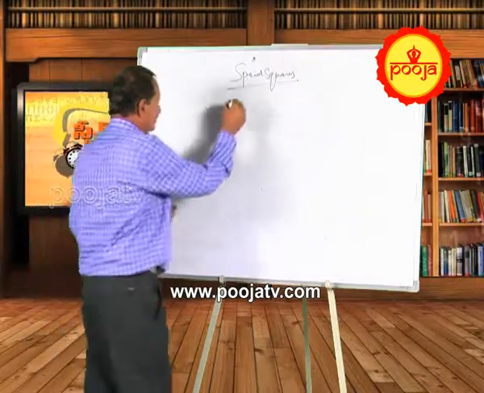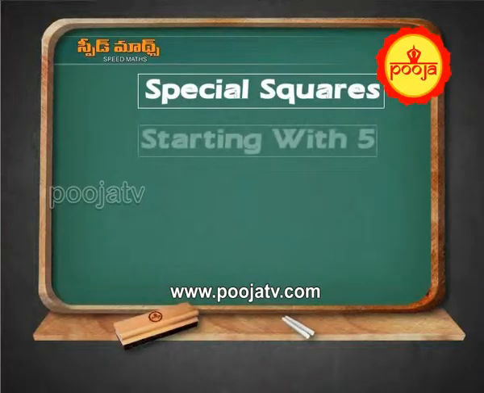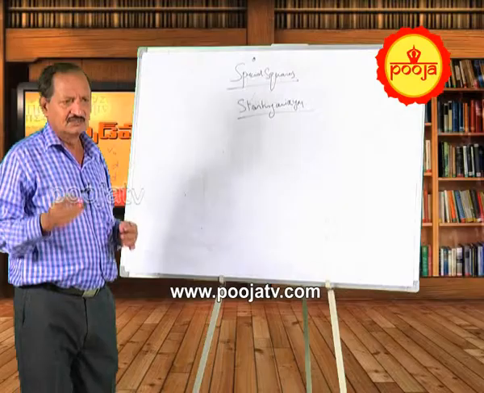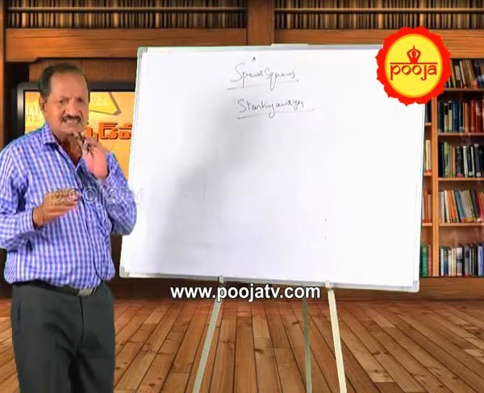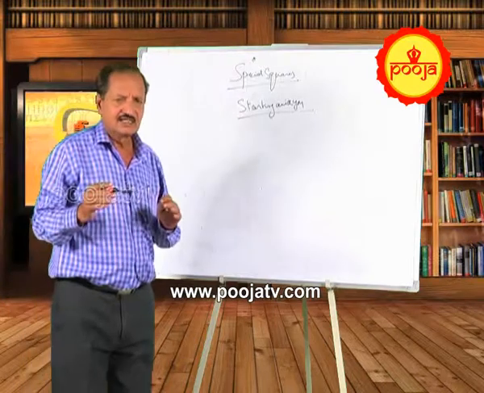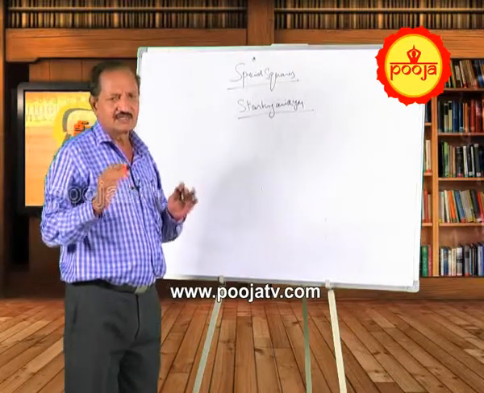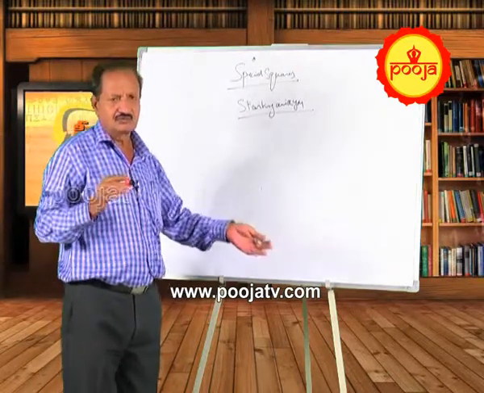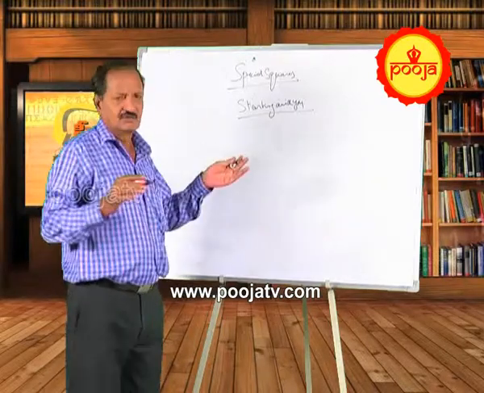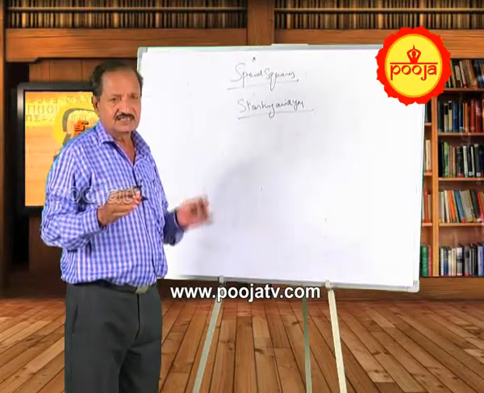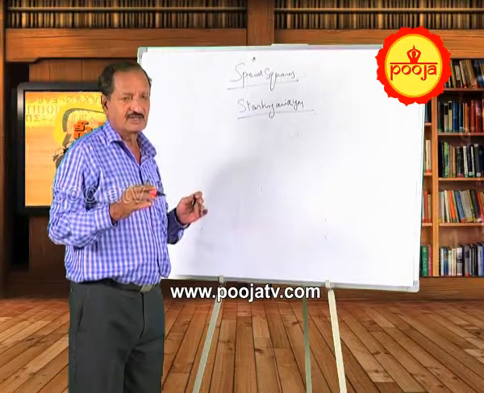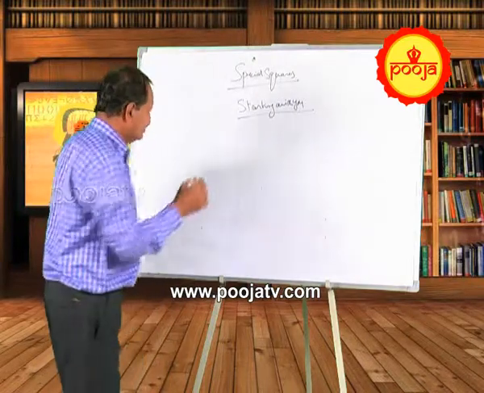So it is starting with 5. Here, just by seeing the number we can tell the answer, in a second or two. Previously I told you how to do it when the number ends with 5. Now let us see how to find the square of a number when it starts with 5.